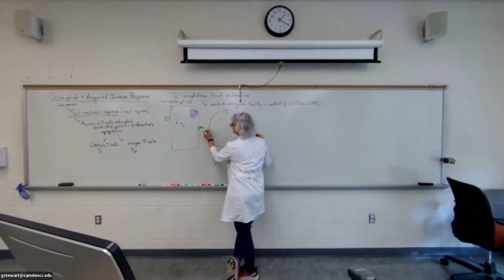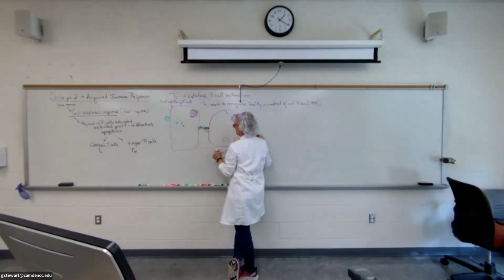So this is going to be our CD8 molecule here, and it is going to bind to the antigen. Your book draws it a slightly different way. They draw it more like this shape, right? But it's bound to antigen and class 1 MHC.